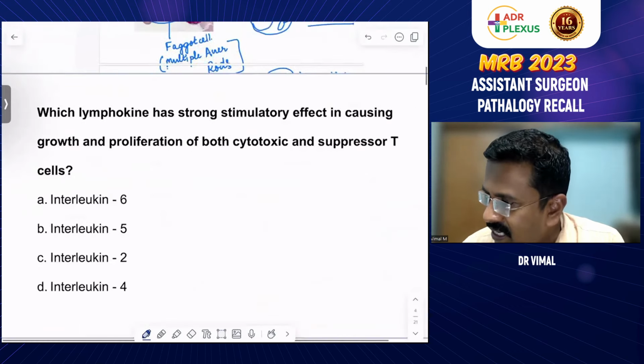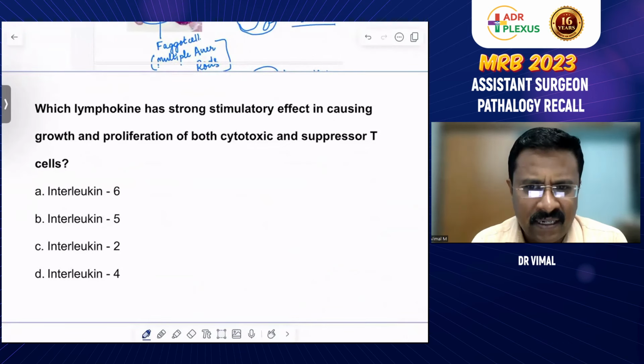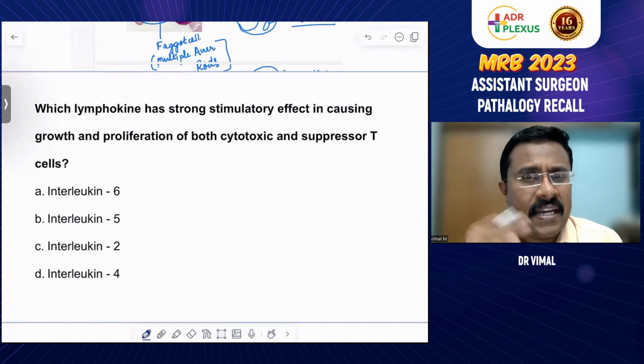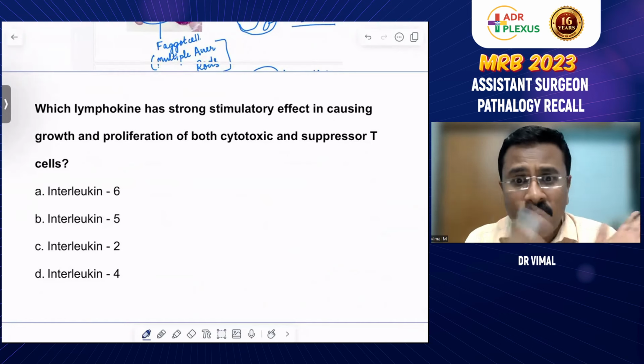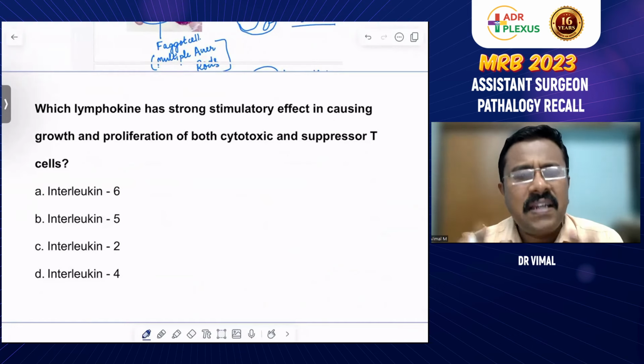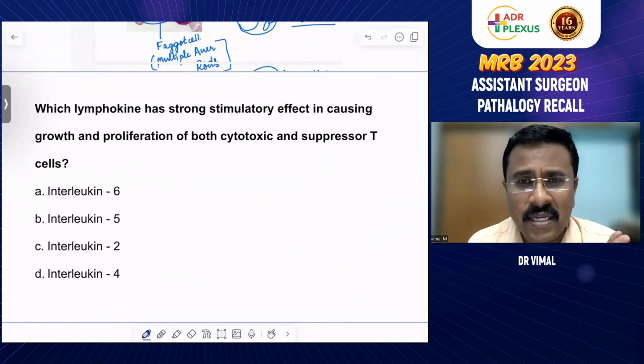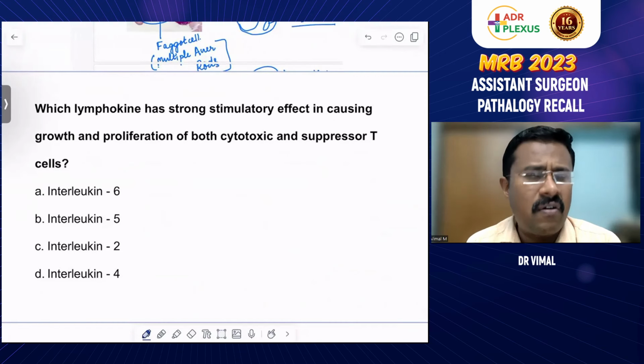Which lymphokine has a strong stimulatory effect in causing growth and proliferation of both the cytotoxic and suppressor T cells? Ideally, it should be the T helper cells, yes, both the cytotoxic and helper T cells. Which lymphokine has a strong stimulatory effect here? As I used to stress in our module, interleukins are one of the high-yielding topics for whatever exams you take. Absolutely, MRB also has concentrated on these lymphokines, interleukins.